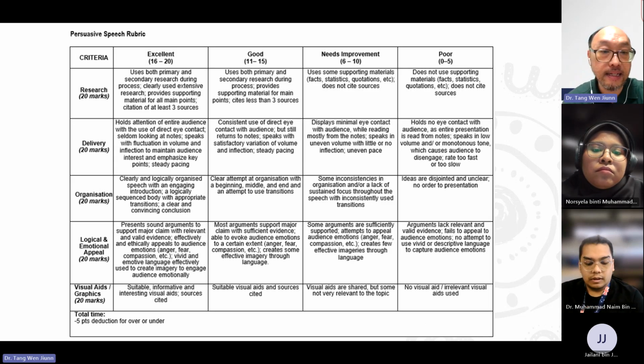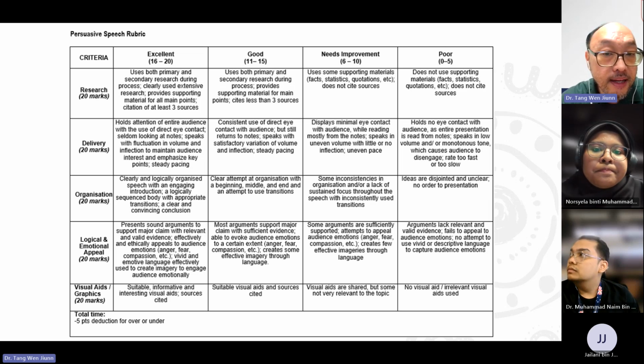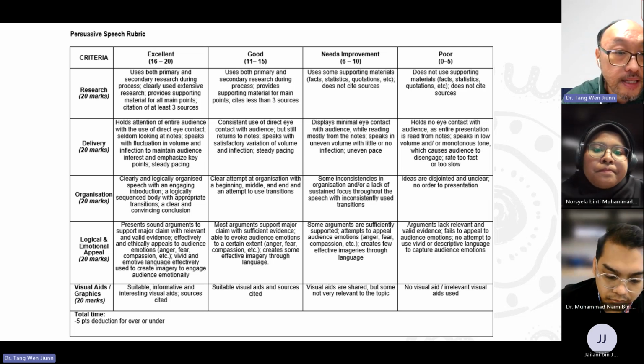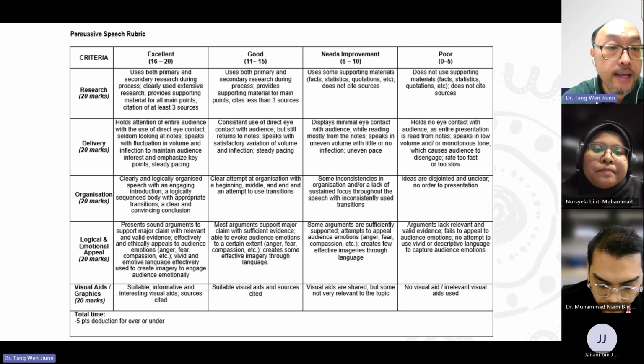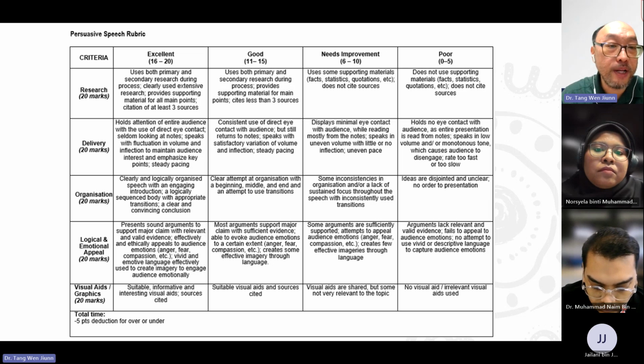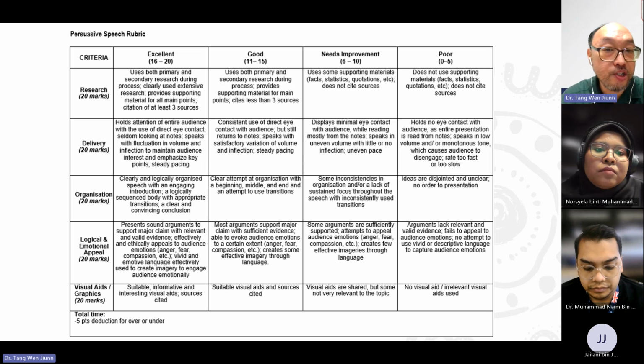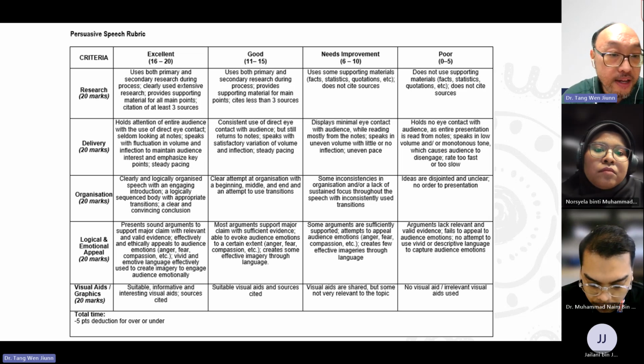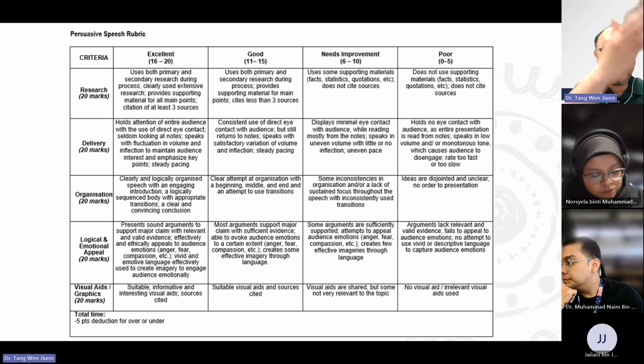This is just an example. It's quite small in my view here, but I think yours you can see quite okay. These are just examples for a persuasive speech rubric. So we are looking at the criteria there: research on the topics, delivery, organization, logical and emotional appeal, and visual aids. Those are the criteria.